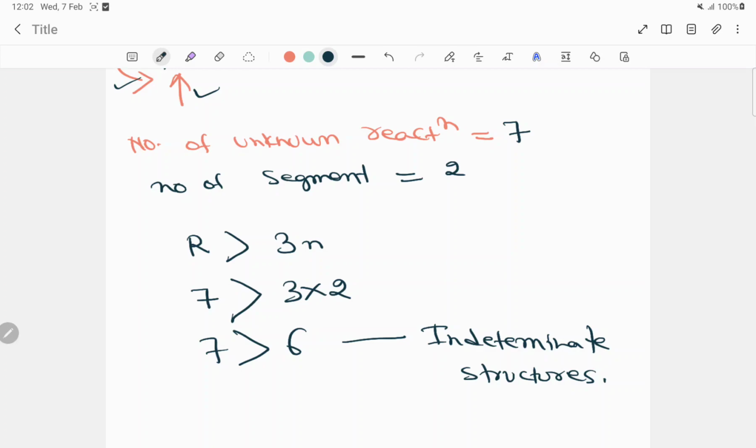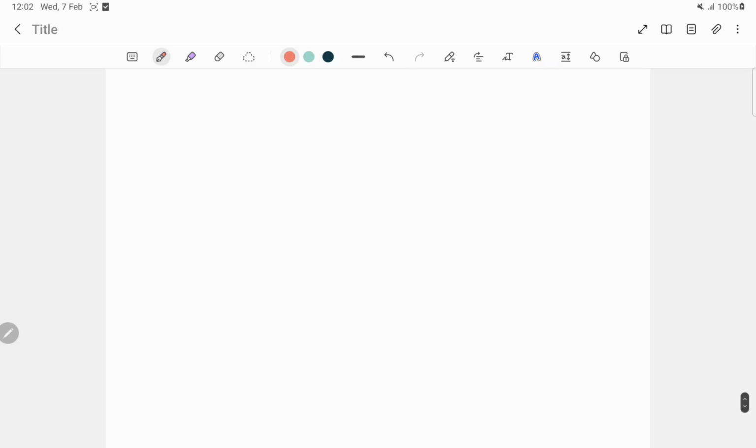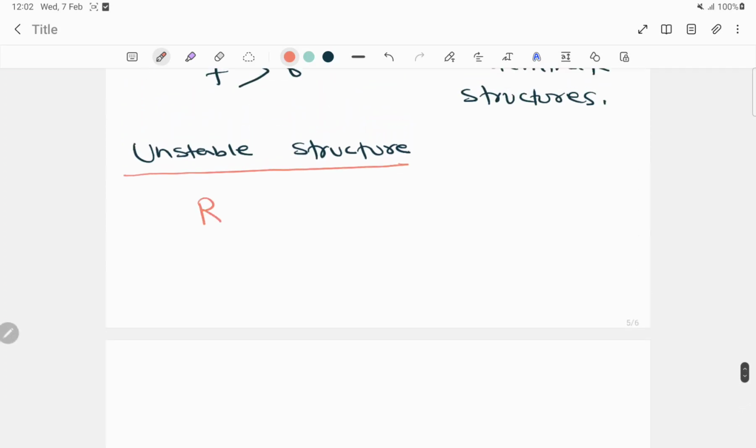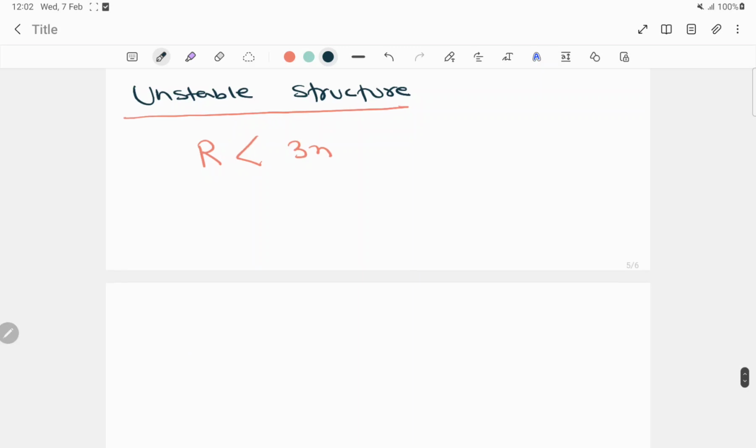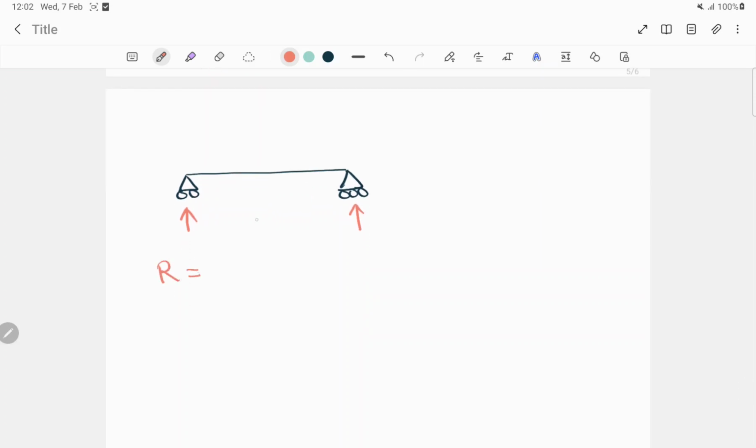Okay, now one more case is there, that is for the unstable structure. Suppose I'll take an example. Okay, so this is the formula, R should be less than 3n. This is the formula for identifying the unstable structure. So I'll take the example of a beam where both the ends are supported with a roller. For a roller support, only one unknown reaction will be there, and here also there will be one unknown reaction. So now the total number of unknown reactions R is equal to 2, and n is the number of segments, that is only one segment, 1.